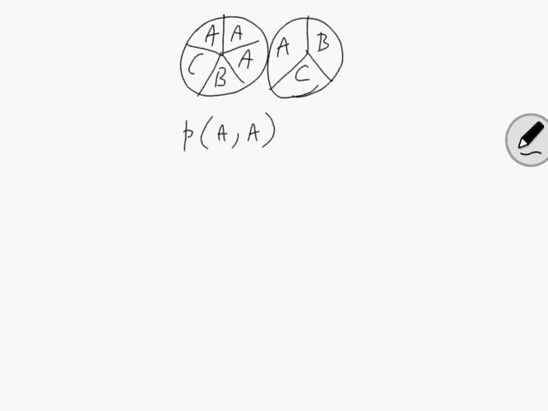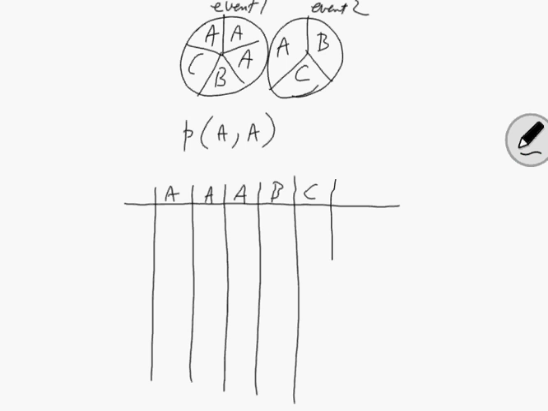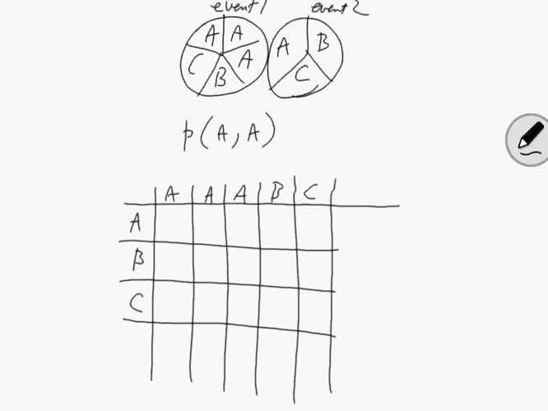The third question says, what's the probability of an A and then an A? So we'll call this one event 1, and we'll call this one event 2, and we'll draw a table. It doesn't matter where you put event 1 and 2. I just like putting the first one on top. So I'm going to put an A, an A, and an A, and a B, and a C. And down here I'm going to put my second event, which is going to be an A, a B, and a C. So when I make my table, I can clearly see inside this little area here, these are all my possible outcomes.